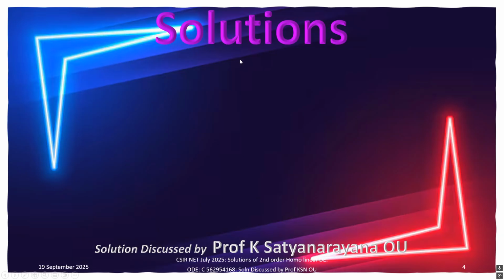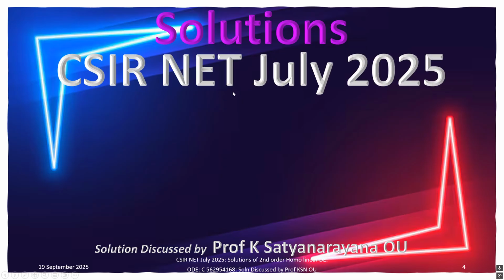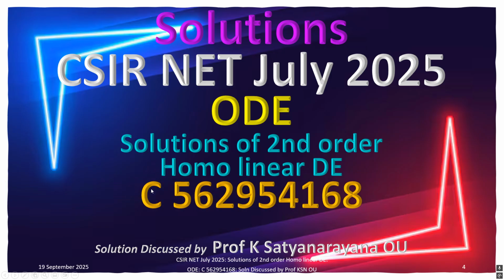We continue the discussion of the solutions of the problems that have appeared in the CSIR National Eligibility Test July 2025. And in this video, we discuss the solution of an ordinary differential equation from the section ODE. The question is related to the solutions of a second order homogeneous linear differential equation of the given type. This question is placed in part C and it is a multiple select question. There may be more than one answer.